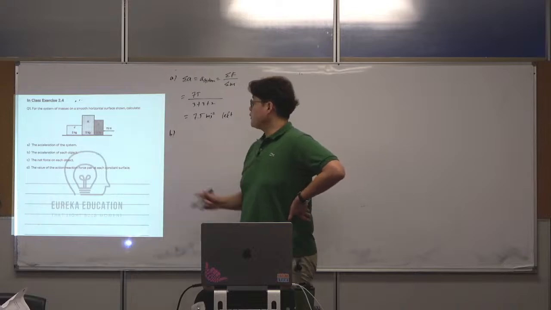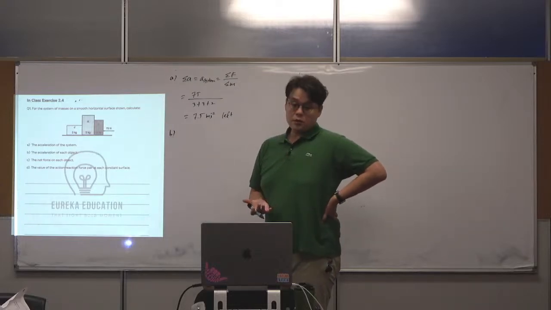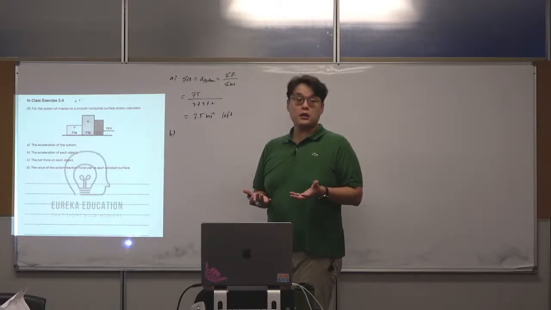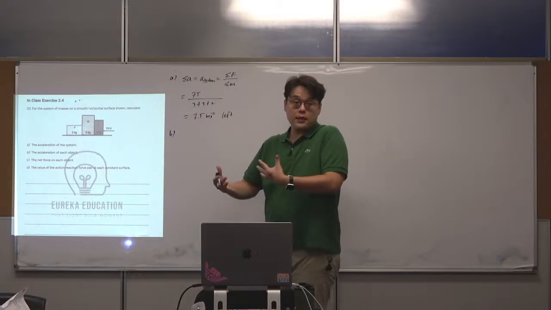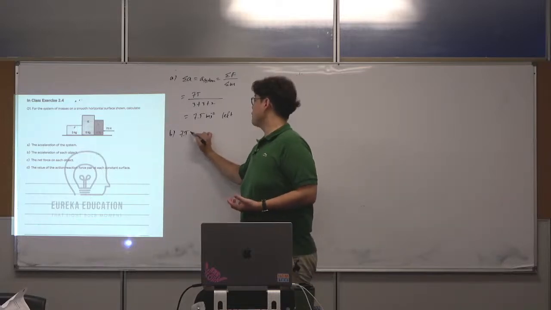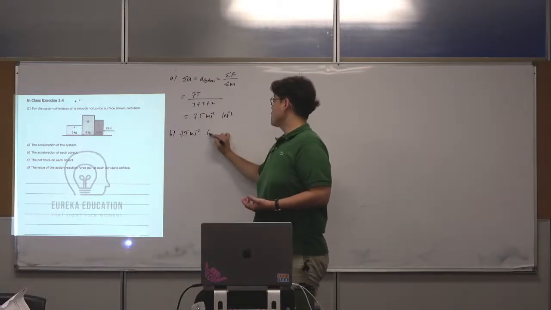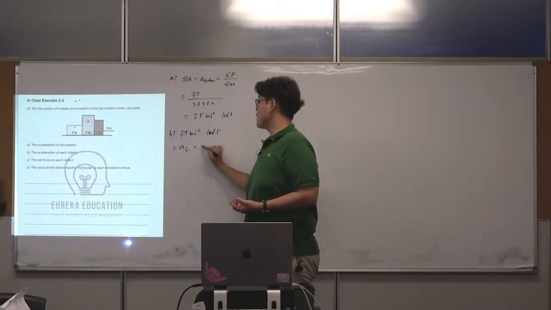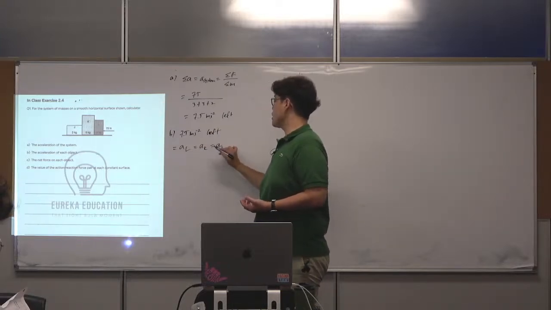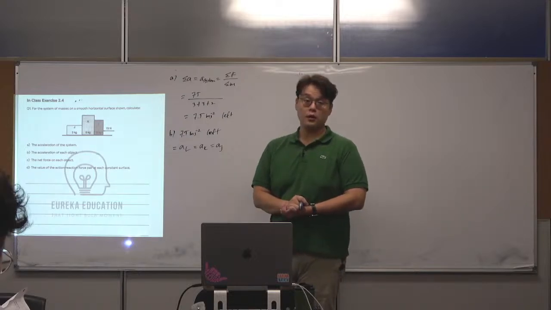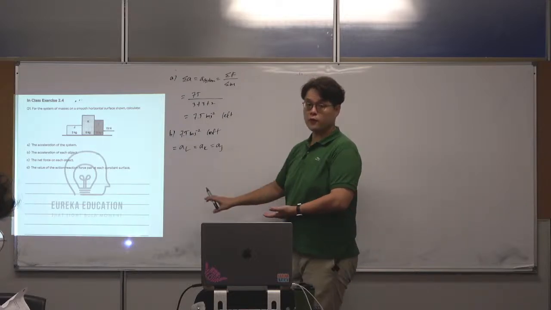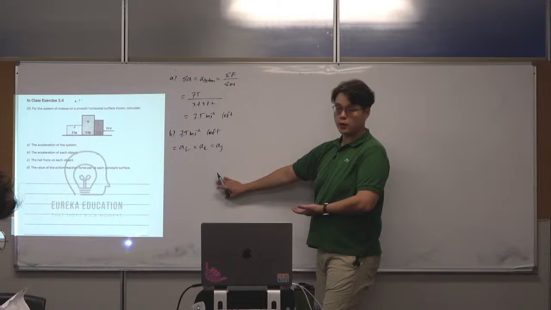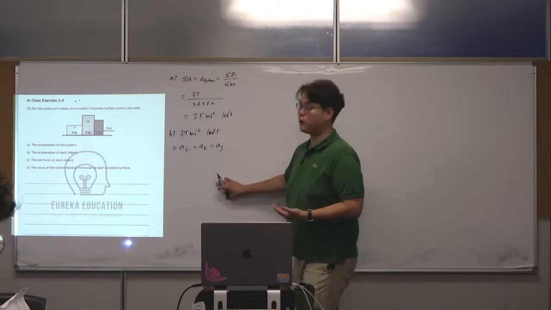B, the acceleration of each object. It doesn't matter here because they are moving in the same system. So all of them would be 7.5 meters per second squared to the left. It would be the same acceleration on L, the acceleration of K, and the acceleration of J as well. Before I move on to C, do you understand why I am writing this? Everyone good? Okay, then I can move on to C.